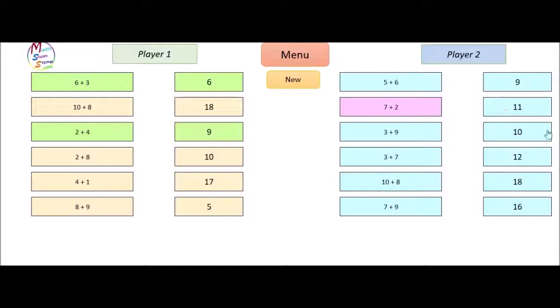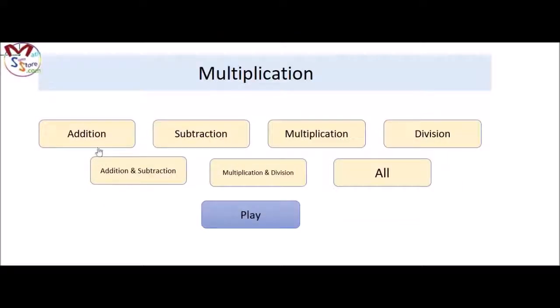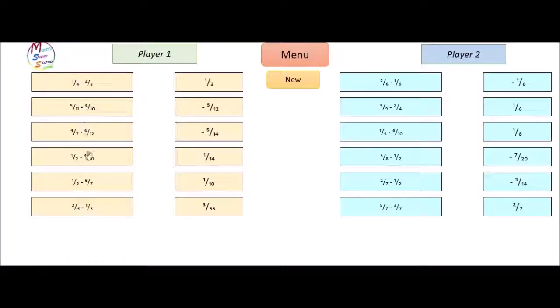Another player can be working alongside at the same time, and the winner is the first person to complete them all. And now this person's board will stop playing. We can't set the values here, but we can choose addition, subtraction, multiplication, division, addition and subtraction, multiplication and division, or select all. And we've got subtraction and fractions, we've got division of fractions, multiplication of fractions, and addition will come up sometime.